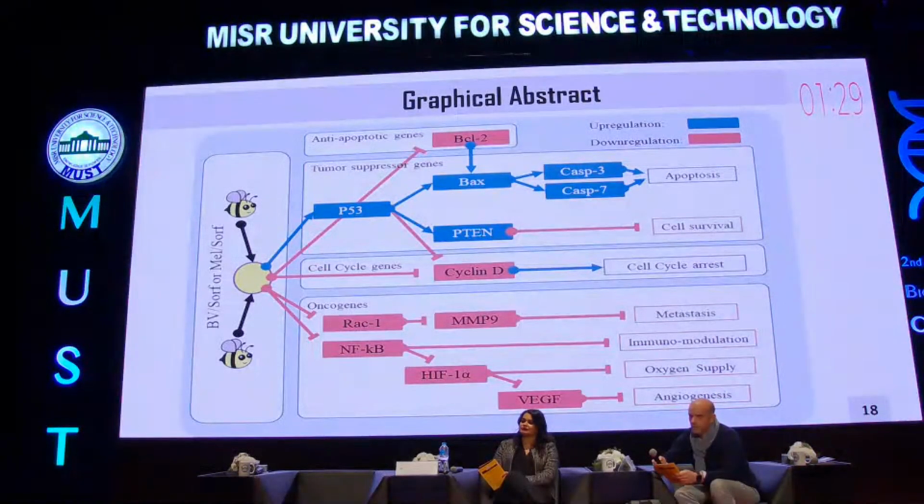Here is a graphical abstract and the summary of all of our results. The blue one means upregulation, and the red one is for down regulation. And as we see here, we increased the rate of apoptosis, and we arrested the cell cycle and inhibited metastasis, immunomodulation, oxygen supply, and angiogenesis.